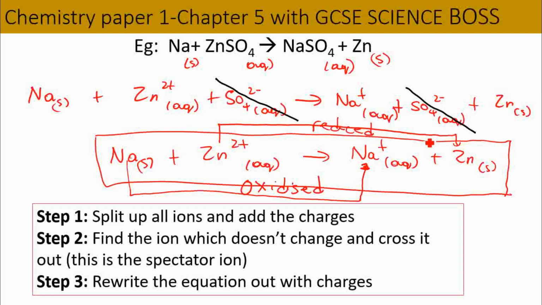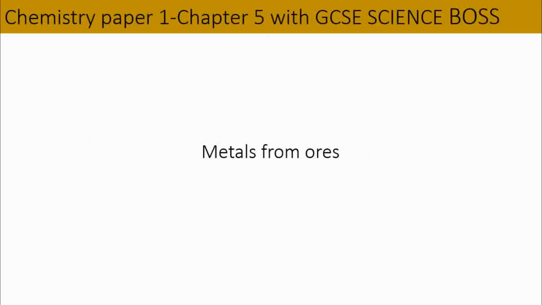Okay, it's now been reduced, and therefore this reaction is a redox reaction. Okay, good. We can look at this later on. All right, so now we're going to look at metals from ores.